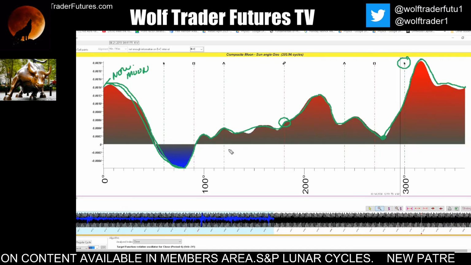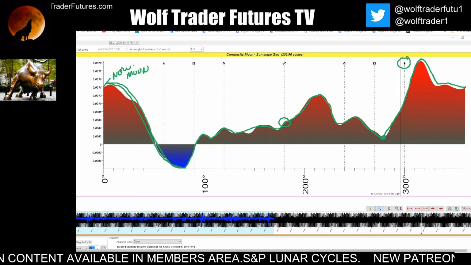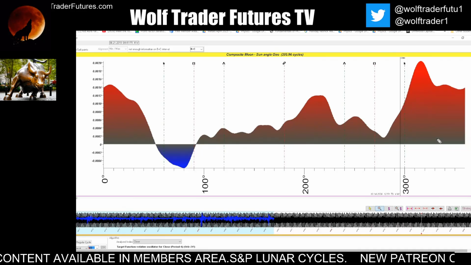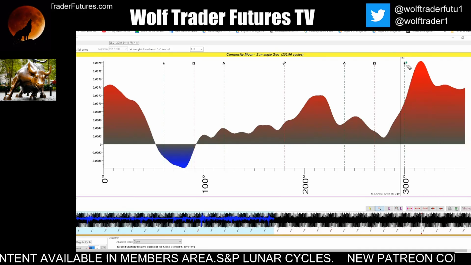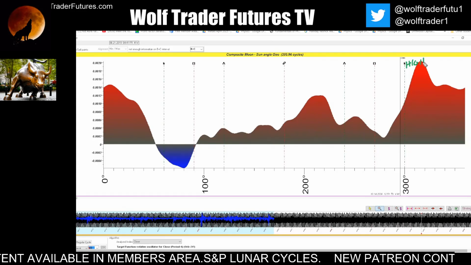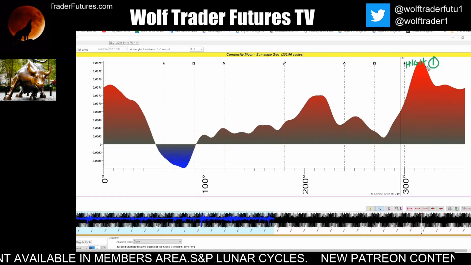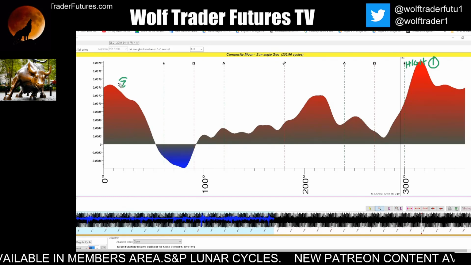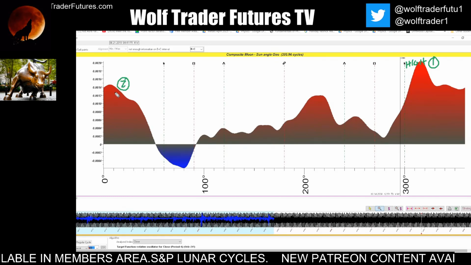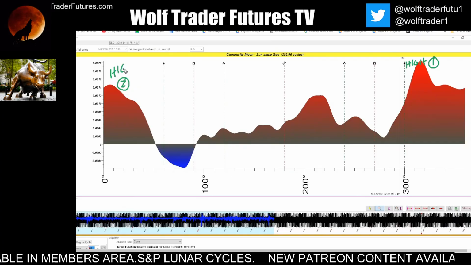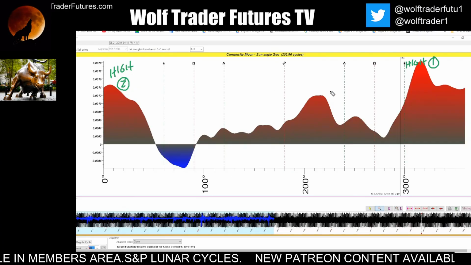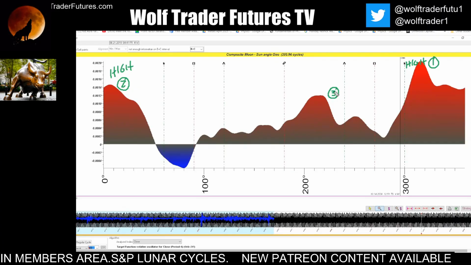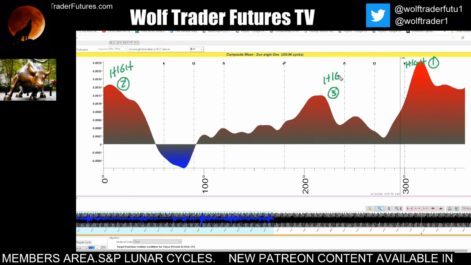So very interesting data here. Let's summarize what we're looking at. If we look at our primary high, this is the first high, the primary peak here, and then there's a secondary high here. I would put this right after the conjunction. This is a high here. And then I would put another high here, another little one after the full moon. So this is the high here.